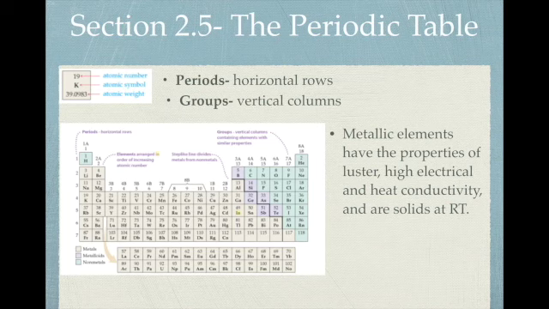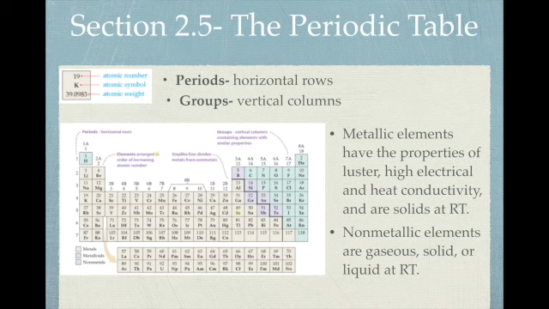Now, the green elements, those are your non-metals. Notice all of them except for hydrogen are to the right of that ladder, to the right of the metalloids, and they are either gases, solids, or liquids at room temperature, and all of their other characteristics are opposite of that of metals. So for example, they are not lustrous, they are not good conductors of electricity. And then you have your metalloids.